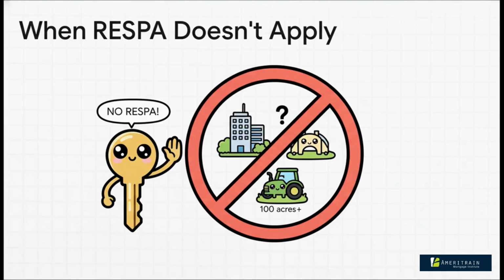And just as important as knowing what it does cover is knowing what it doesn't. Because the exam absolutely loves to test you on the exemptions. So lock this in, RESPA does not apply to loans for business, commercial, or agricultural purposes. It also doesn't cover temporary financing like bridge loans or loans on huge properties of 100 acres or more. Be on the lookout for these. They are classic trick questions.